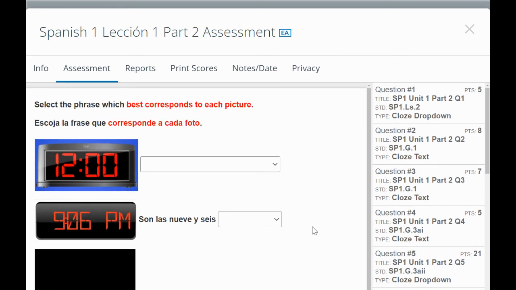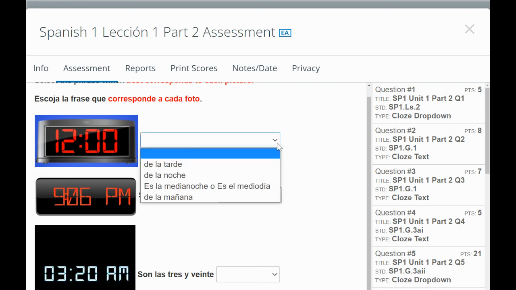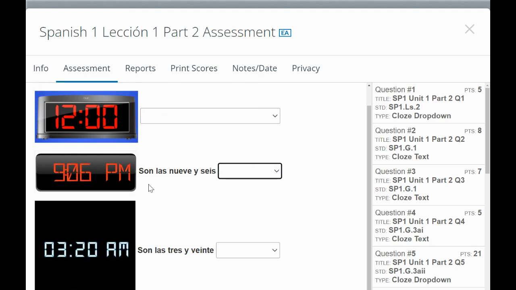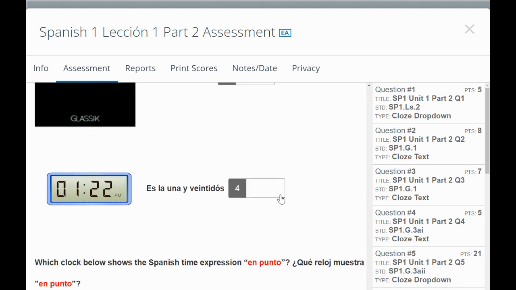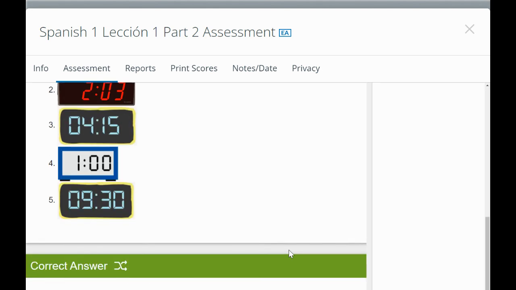Question 7. Again, select the phrase that corresponds to each picture. If this is 12 o'clock, we should know that it's probably going to be midnight or midday or noon. And then if it's 9:06 p.m., we should know. Okay, a.m. So we should know all the correct answers to those.